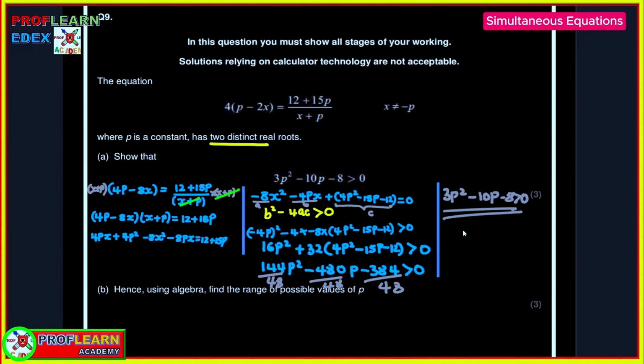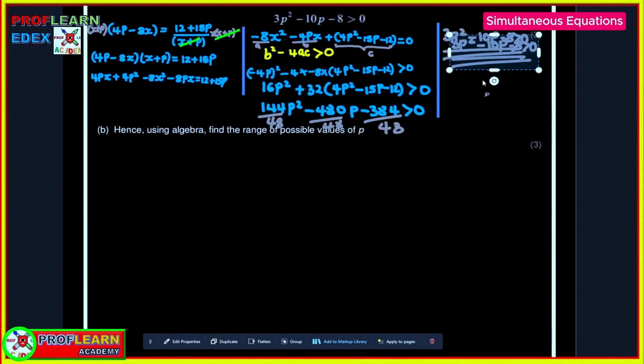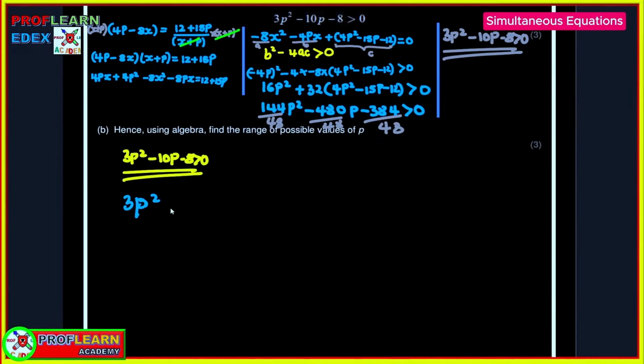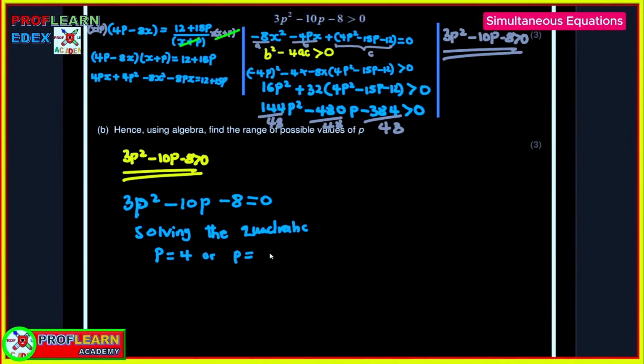Hence, using algebra, find the range of possible values of p. How do we do that? We are going to solve the quadratic equation that we formed. Solving that quadratic equation, we get the value of p as 4 and p equals -2/3. Then of course, it was an inequality. We are going to sketch that graph and we need the upper part of the graph.